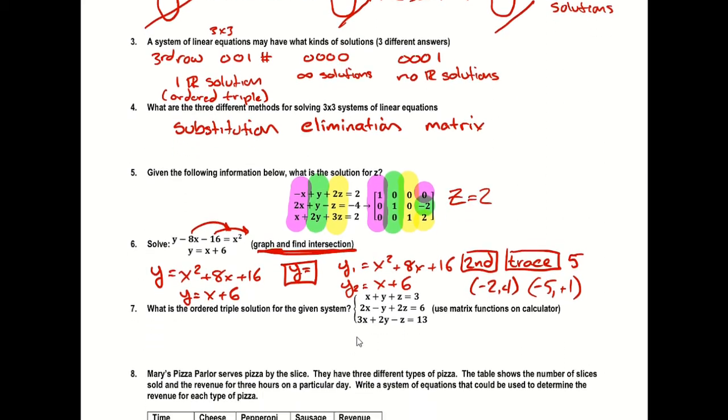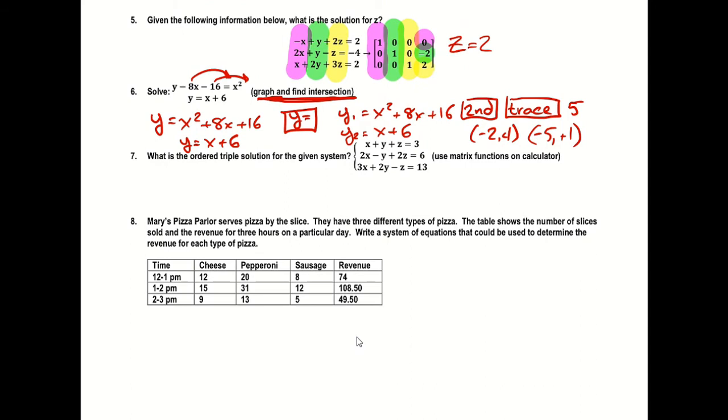All right, so that's how we do it graphically. Now the ordered triple using our matrix functions. The first thing we have to do when we're using our matrix functions is ensure that we're in standard form. So x, y, z in alphabetical order, and then our constants are all on one side, so we're good to go. So we need to write our matrix.